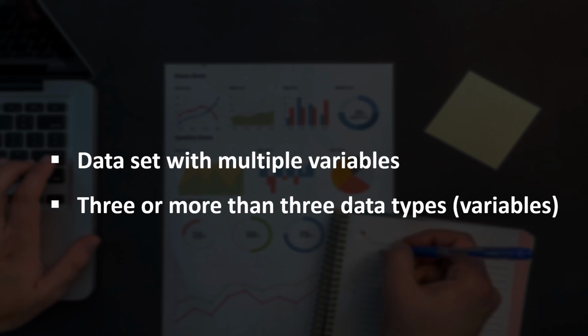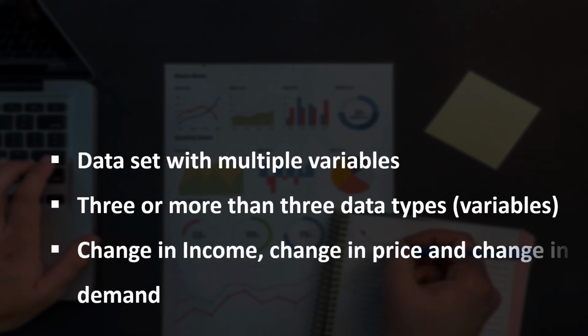Such as when I say change in income of individuals, change in the price of a particular commodity, and change in demand. It can have various impacts. The data sets can be very many. Change in income will be one data set, and change in the price of the commodity will be another data set.